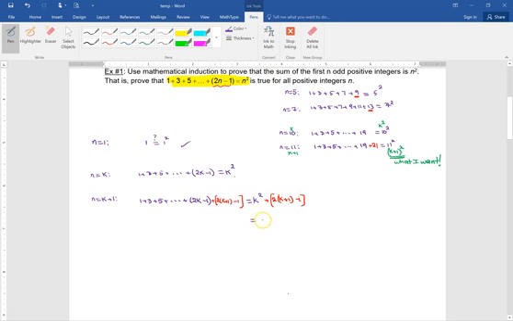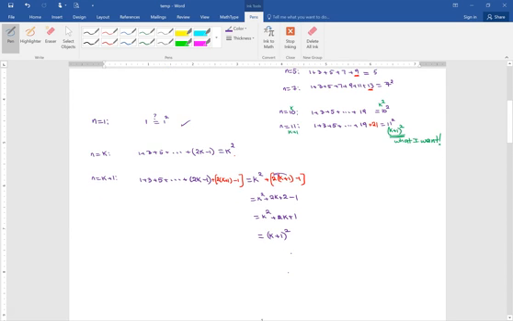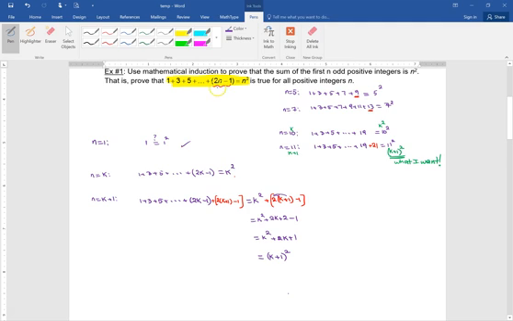This is equal to k squared plus 2k plus 2 minus 1. This is equal to k squared plus 2k plus 1. This is equal to what? K plus 1 squared. Huh? Because remember the last term is always 2n minus 1. N here is k plus 1. So it's 2 times k plus 1 minus 1.